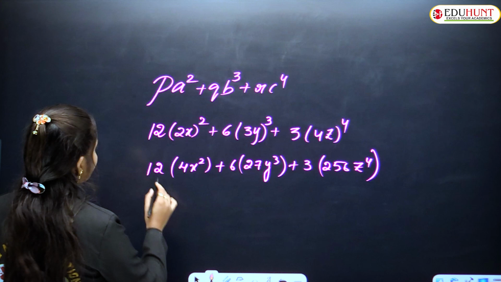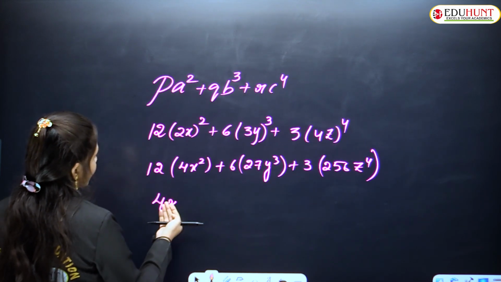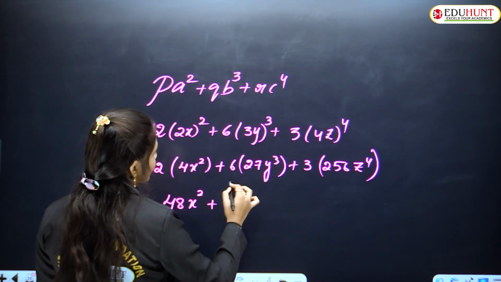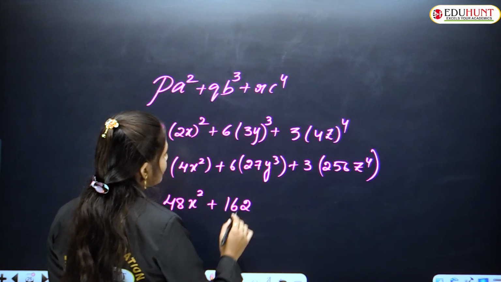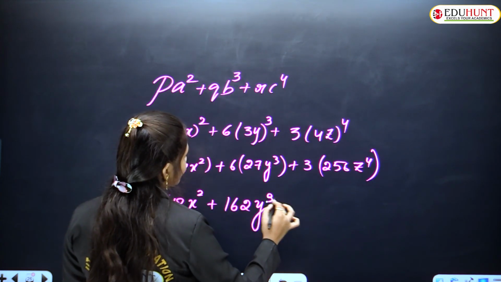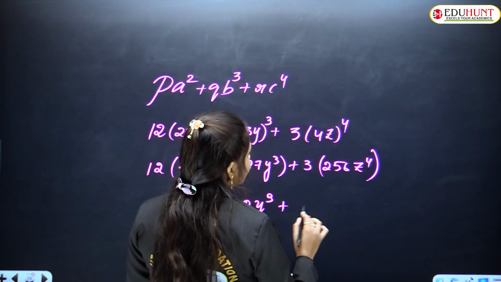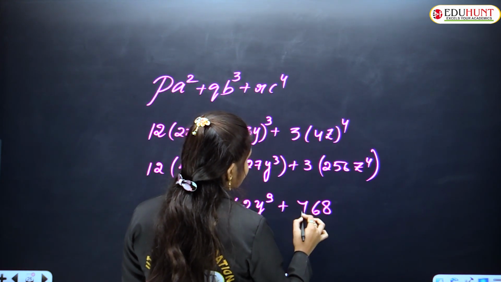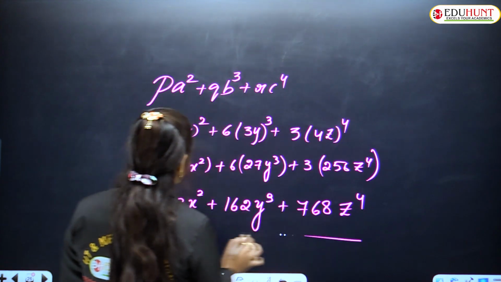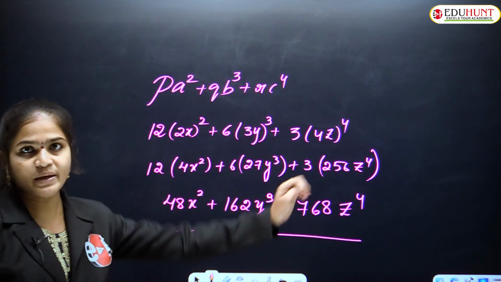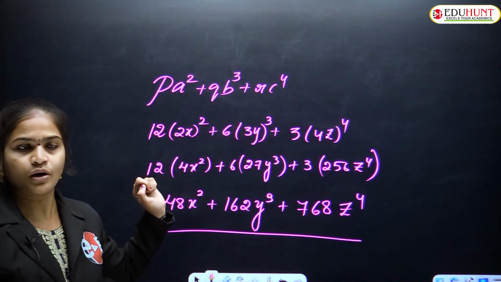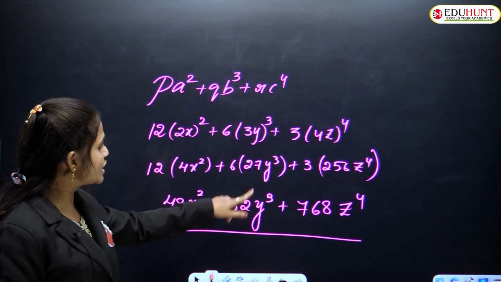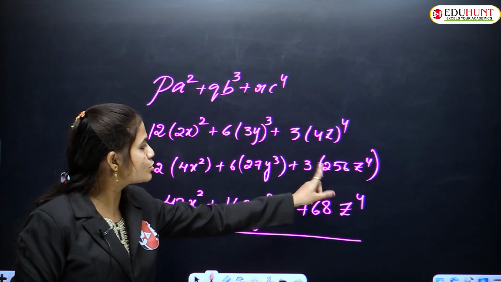Okay. Now here see that 12 4s 48x square plus 6 27s 162y cube plus 3 256s 768 z power 4. Finally, this is the required expression. Just we have to substitute those values only here. Finally, this is the required expression, that is 48x square plus 162y cube plus 768 z power 4.